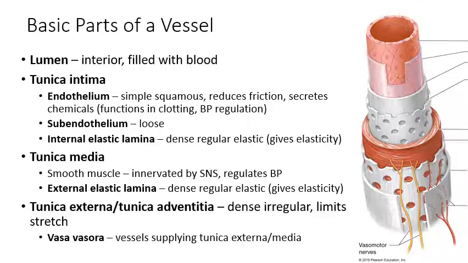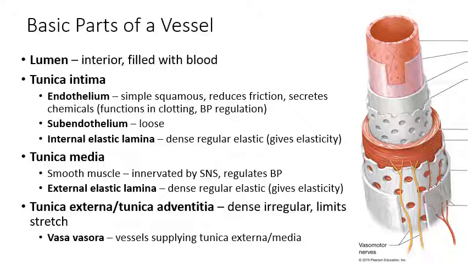Within the tunica adventitia or tunica externa, you also have the vasa vasora, which is a network of blood vessels that are supplying the outer layers of the blood vessel wall with blood. Specifically, they would be supplying the tunica externa and the tunica media. The tunica intima doesn't need a separate blood supply because it's right next to the blood that's flowing through the vessel anyways, so it's getting its blood supply there from that blood in the vessel.